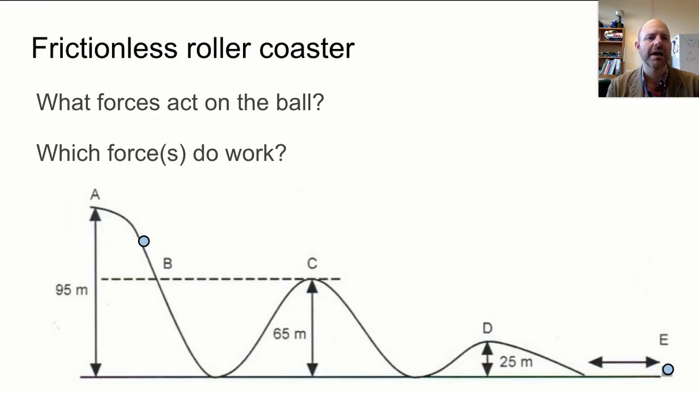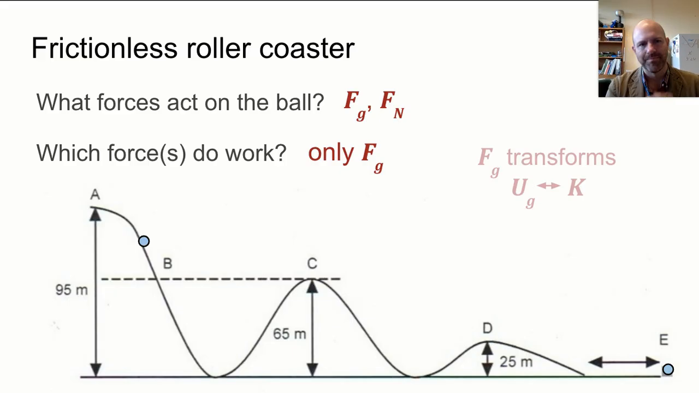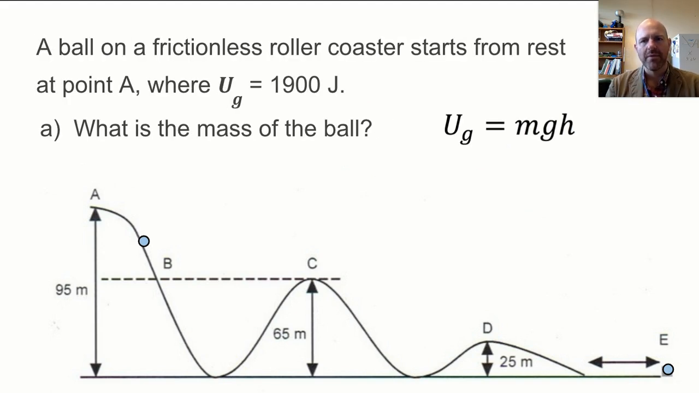We can also do this kind of thing on a roller coaster, right? What forces act on the ball? Force of gravity and normal force. But only the force of gravity does work because the normal force is always perpendicular to the path of motion. Which means the force of gravity, just like the projectile, helps transform between gravitational potential and kinetic. And we can figure out things based on what we know.